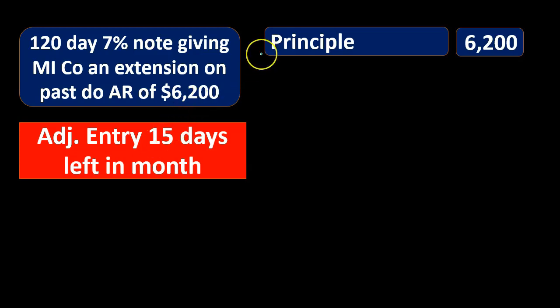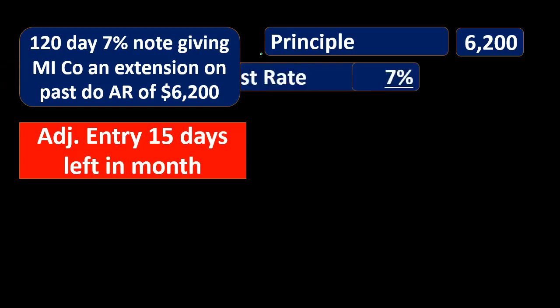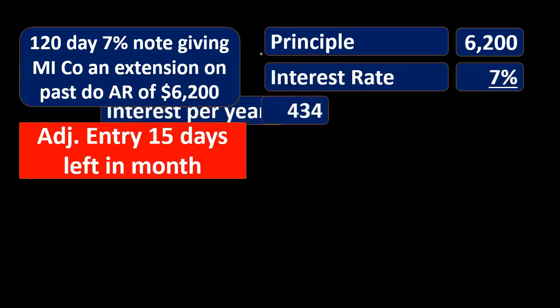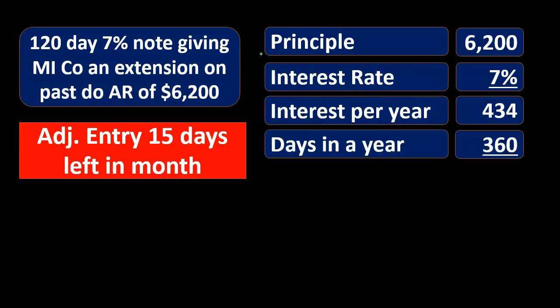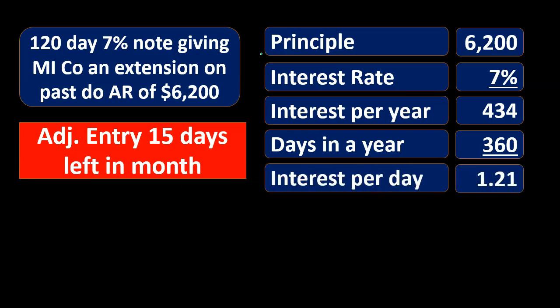So we'll have the principal amount. We're going to calculate the interest now for that 15-day time period so we can do the adjusting entry. Principal 6,200. Interest is the 7%. The same 434 we did prior to this calculation. But now we're going to divide it once again by the number of days in a year, 360. 12 months times 30 days. That'll give us about $1.21 interest per day.